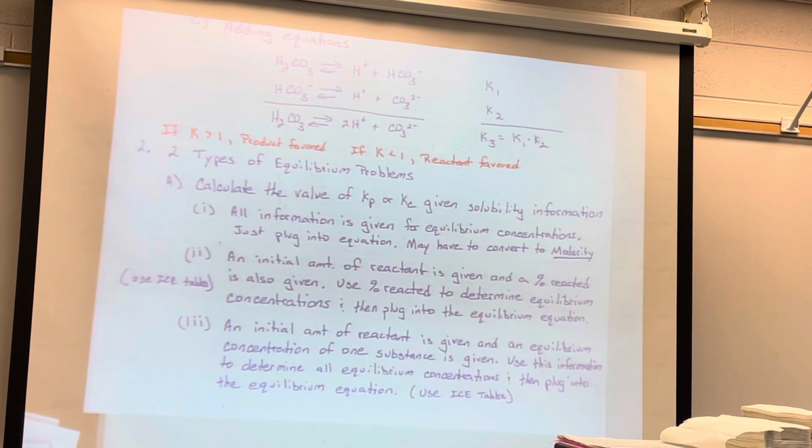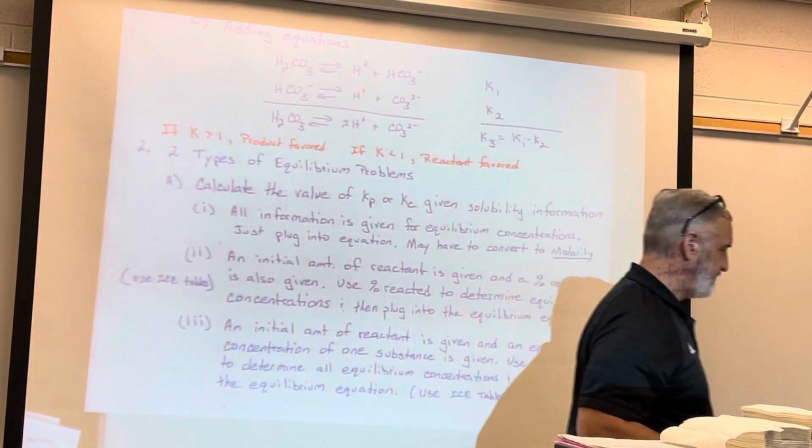Okay, so the second type is the initial amount of a reactant is given and the percent reacted. And we did one in our problem set that said like 29% reacted.